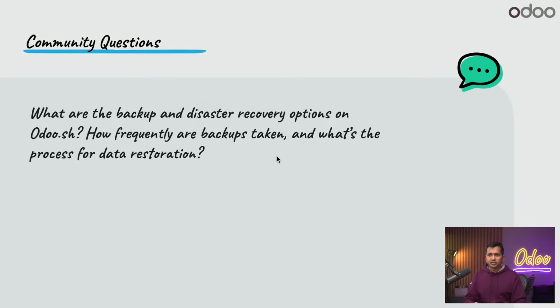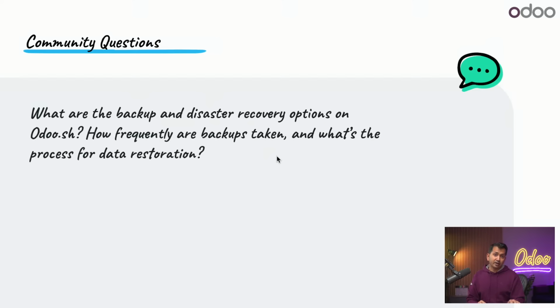Right. Next question. What are the backup and disaster recovery options on Odoo.sh, and how frequently are backups taken? What does the process of data restoration look like? So Odoo keeps 14 full backups of each production database on Odoo.sh for up to 3 months. There is a daily backup that is kept for 7 days, a weekly backup that is kept for 4 weeks, and a monthly backup kept for 3 months. So that accounts for 14 full backups. And these backups are kept across 3 different regional servers in the Odoo ecosystem.